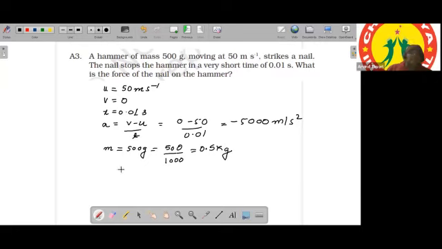Okay. So now you find out your force. Your force will be given by mass times acceleration. Mass is 0.5 multiplied by acceleration, which is minus 5000. So you get minus 2500 Newton.